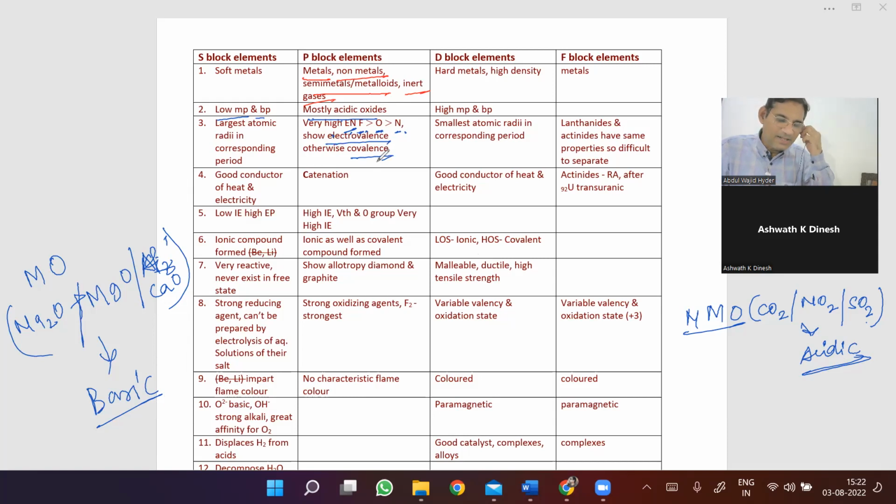Now, what about the catenation? What about the next property of the P block elements? P block elements have the catenation property. What is the meaning of catenation? It means one atom combines with similar atoms through self-linking. Self-linking, one atom combines with another similar atom, similar element. The self-linking property of an element is called catenation. In carbon, the self-linking property, that's catenation, is maximum.